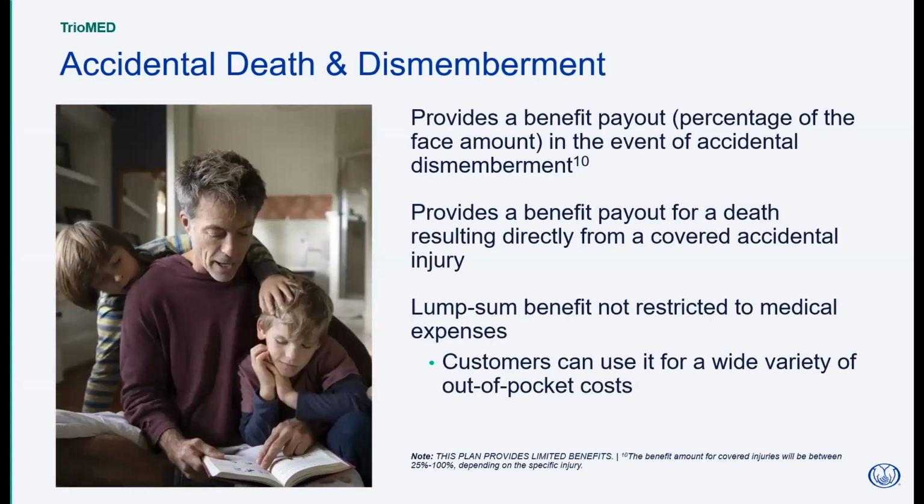Okay, so if an individual person passes away or suffers dismemberment due to a covered accidental injury, TrioMed will pay the elected benefit amount based on the covered condition. So lump sum benefits are not restricted to medical expenses. The policy holder can really use the funds in a wide variety of ways to take care of unexpected out-of-pocket costs. But the benefit amounts for coverage for covered injury do range from 25% to 100%, depending on the injury. And we're going to talk about that in a little bit.